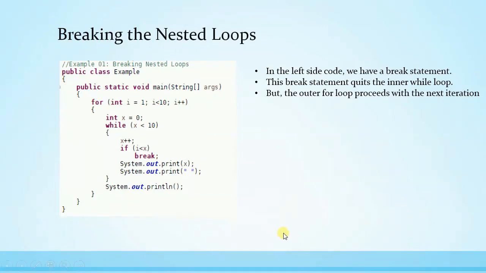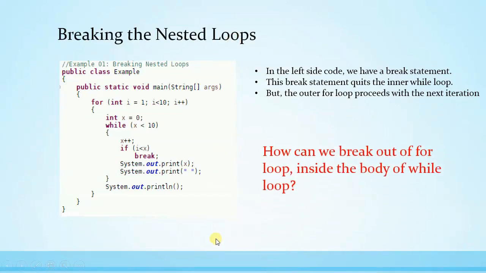Okay, just now we saw how the break statement works in the nested loop. The same goes for continue as well. So here we saw the break statement breaks out of the inner loop, but how can we break out of the outer loop? In some situations, you may need to break out of the outer loop by placing a break statement in the inner loop. In such a situation, we need to use a labeled break.